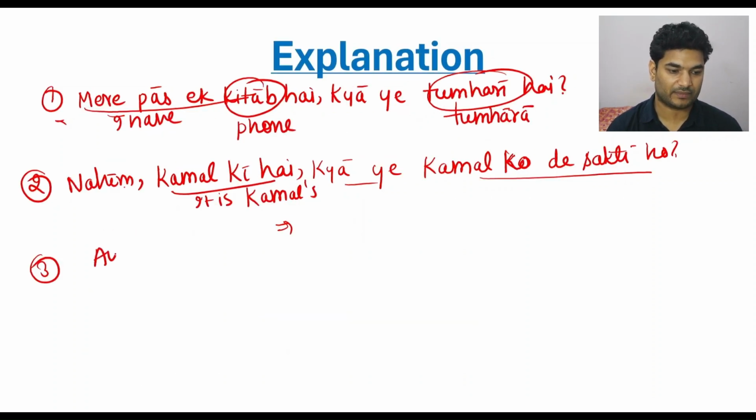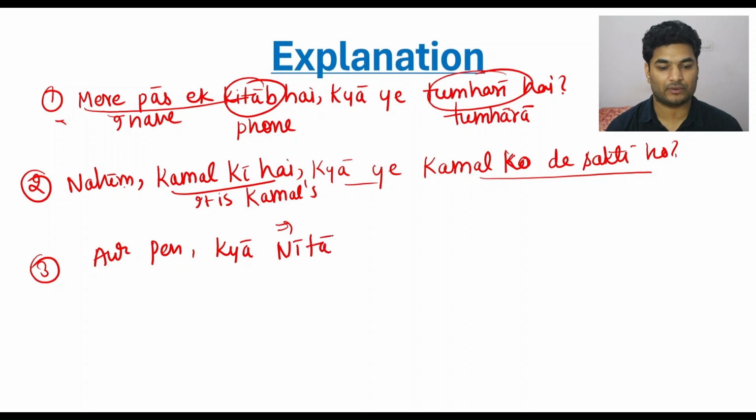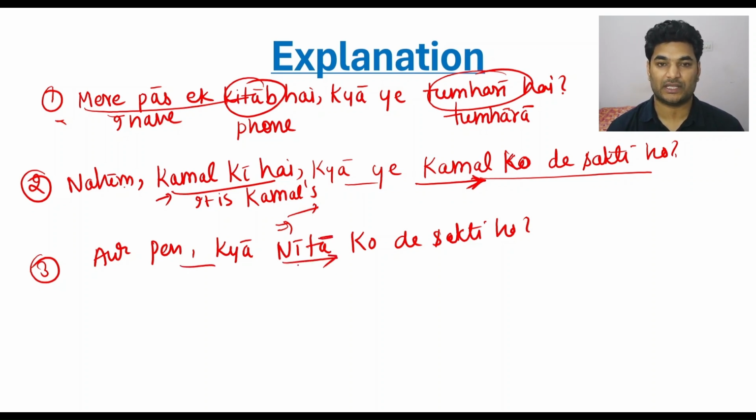Then the third sentence, again Rita, और पेन, क्या नीता को दे सकती हो? And pen, can you give to Nita, please? Okay. For book, she's asking Neelam to give to Kamal. And for pen, she's asking to give to Nita, their classmate. Alright?